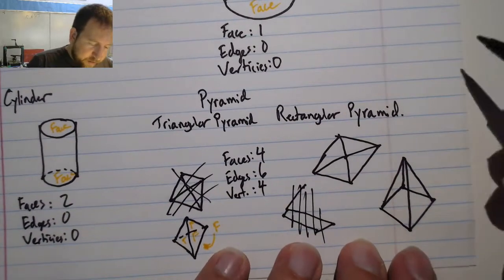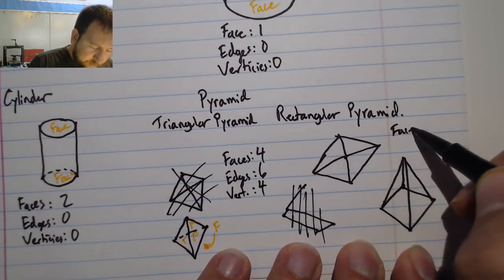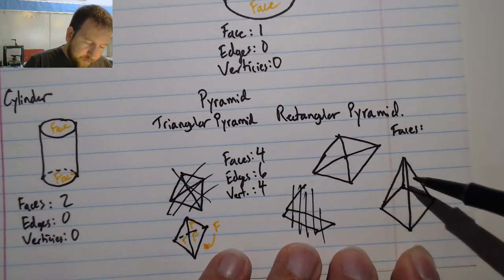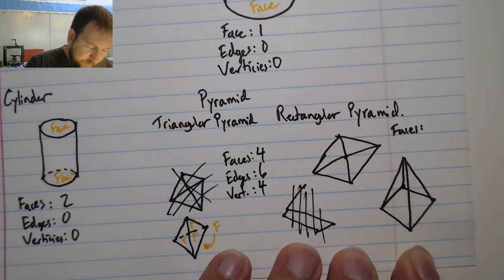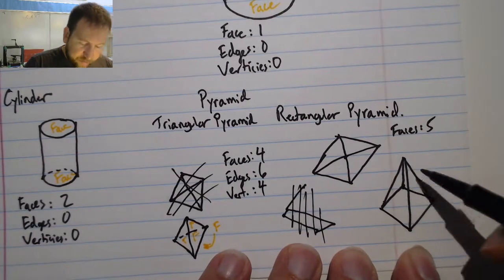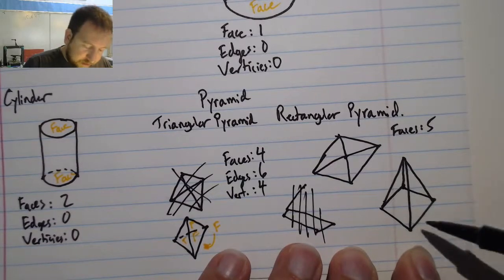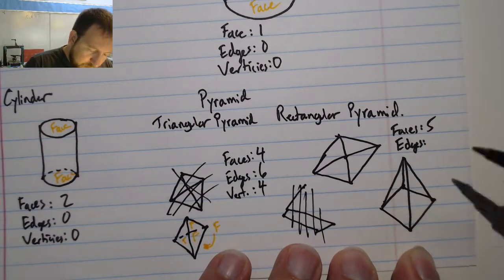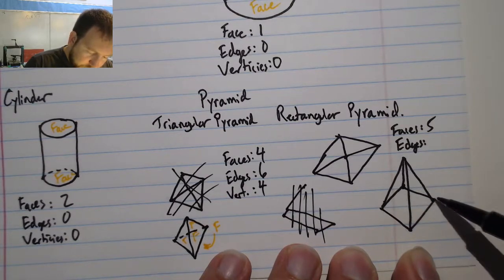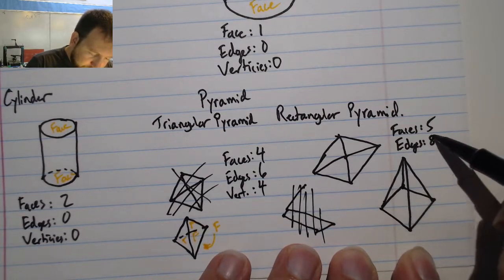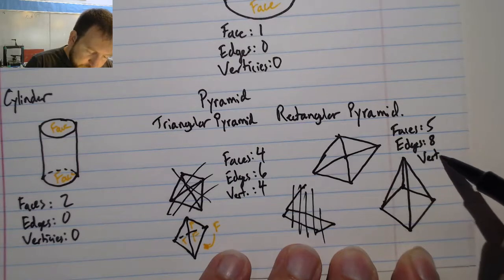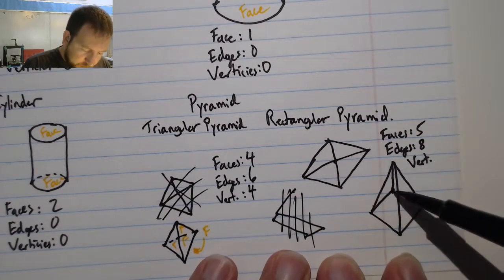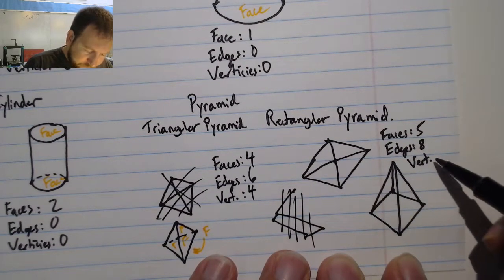For our rectangular pyramid, it's probably going to be a little different. For our faces, we'll have a total of 1, 2, 3, 4, 5 again. I guess that's different because this time there are 4 sides on our base. As far as edges, we have 1, 2, 3, 4, 5, 6, 7, 8. And our vertices, we have 1, 2, 3, 4, 5.